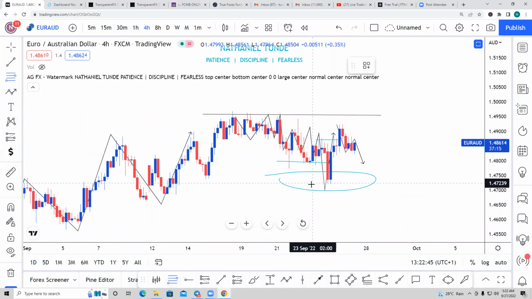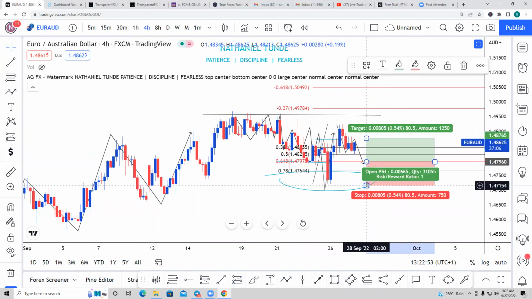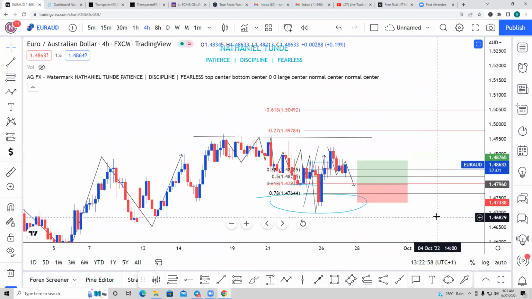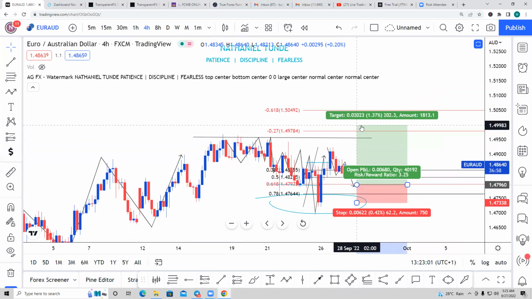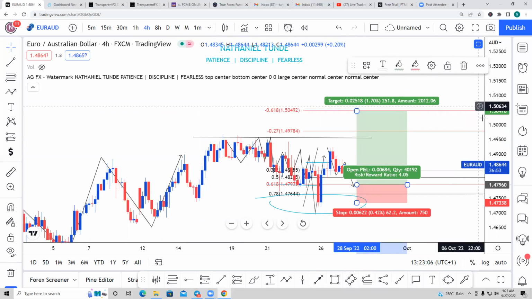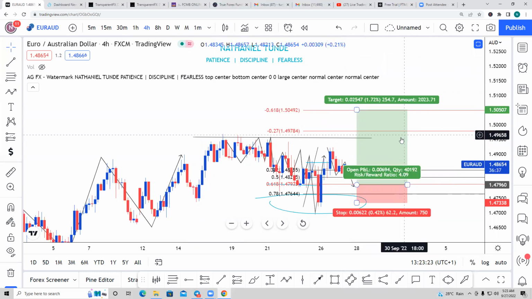So if I extend my fib, let me just do it for you. Right here, I have this setup. I want to take a long here, and my stop loss will be just a few pips below the 78% retracement, and then my TP is going to be at minus 0.618. Minus 0.618 right here. But since it's very close to the sub-psychological level of 1.5050, right now it's 1.5047, I want to extend it to 1.5050. That's my TP, guys. Right here. That's my TP.